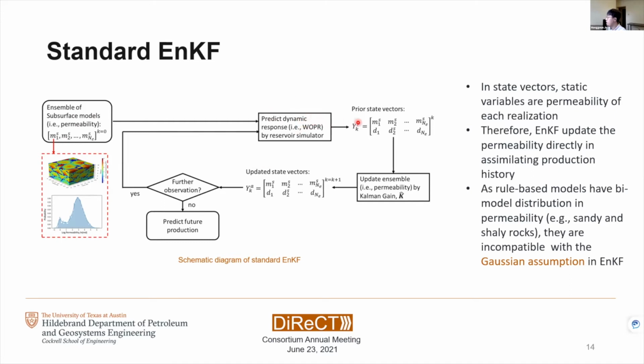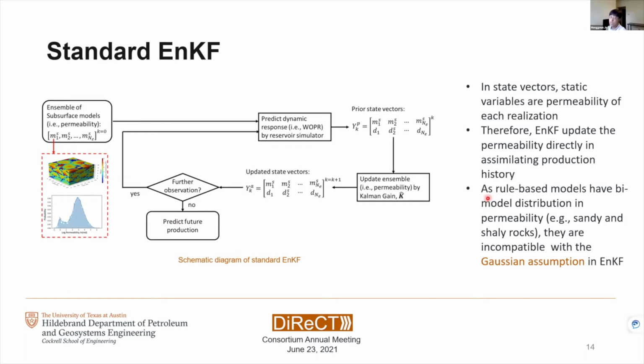So from there, we will design the state vector, which is a combination of M and D. And by comparing to the actual production history, we can update it by using the Kalman gain. And we do this iteratively until the end. And after we finish this history matching process, we predict the future forecast.